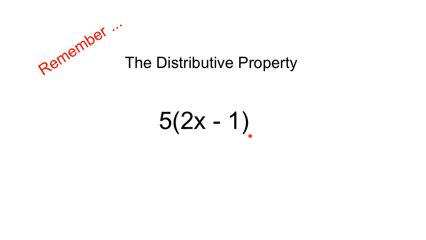So if you see something like this, it just means each term inside the brackets is multiplied by the number in front of the brackets. So we do 5 times 2x to get 10x, and 5 times negative 1 to get negative 5. So I end up with 10x minus 5 when I expand the brackets.